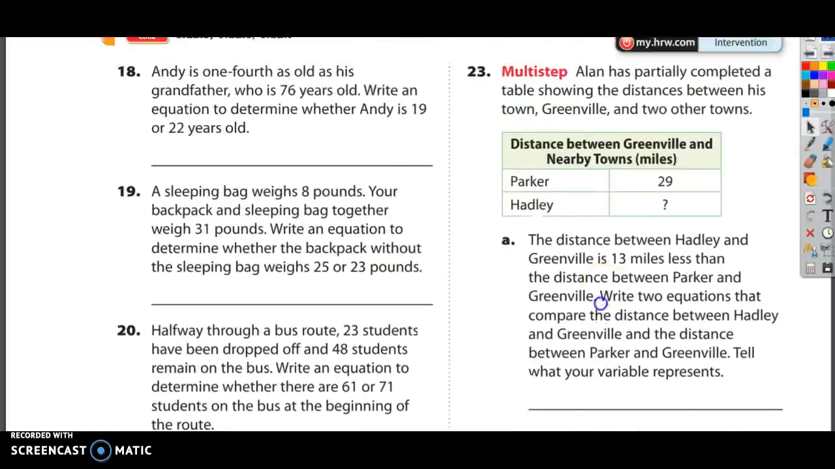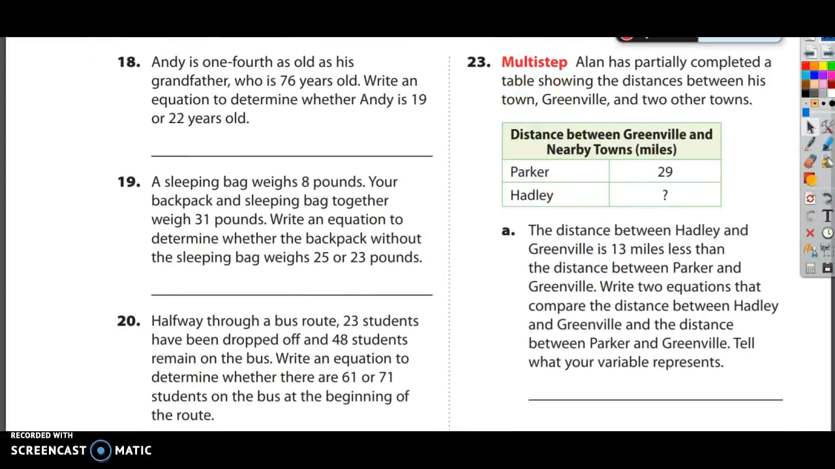We are on number 23. Multi-step. Alan has partially completed a table showing the distances between his town, Greenville, and 2 other towns. So the distance between Greenville and nearby towns. The distance between Greenville and Parker is 29. The distance between Greenville and Hadley, he has a question mark. And then he wrote this. The distance between Hadley and Greenville is 13 miles less than the distance between Parker and Greenville. Write 2 equations that compare the distance between Hadley and Greenville and the distance between Parker and Greenville. Tell what your variable represents.